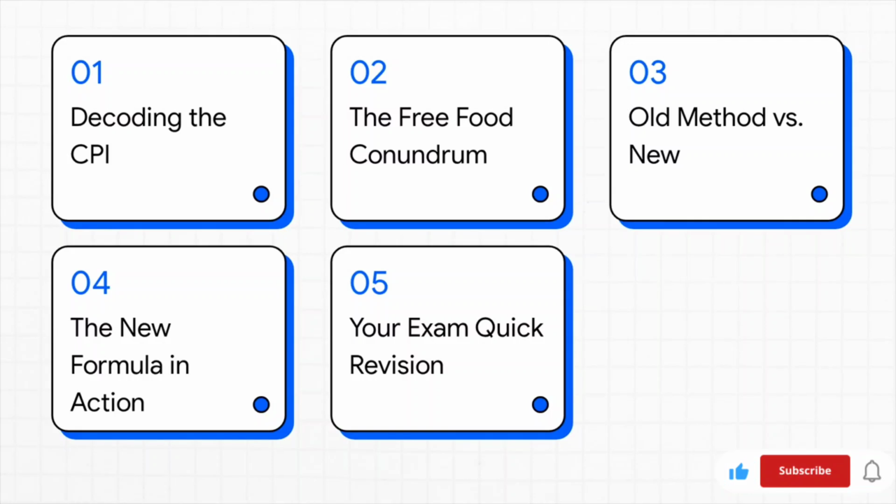Here's how we're going to break it all down, just like a chapter in your textbook, to make it super easy to follow. We'll kick things off with the basics of CPI. Then we'll get into the whole free food problem. After that, we'll compare the old method versus the new one, see the formula in action, and then wrap it all up with a rapid-fire summary that's perfect for your last-minute exam revision.